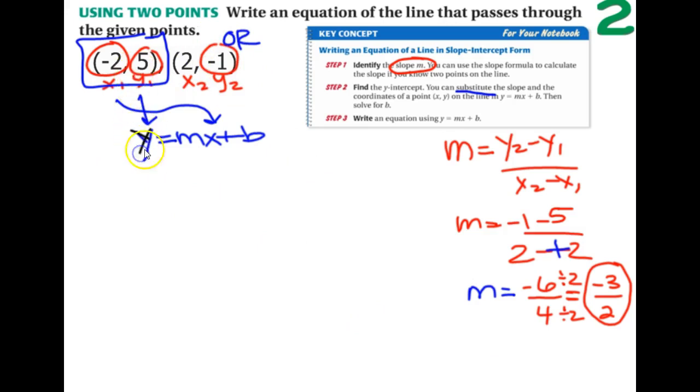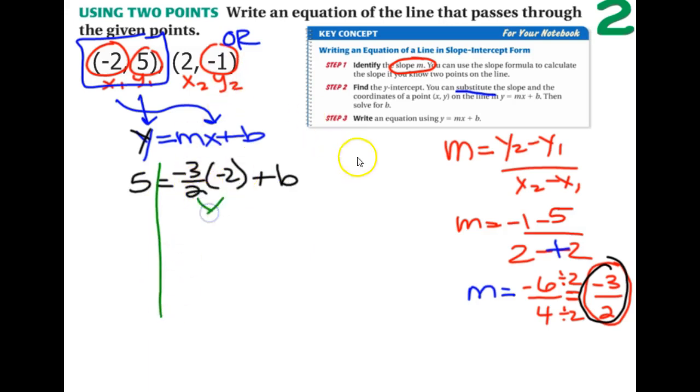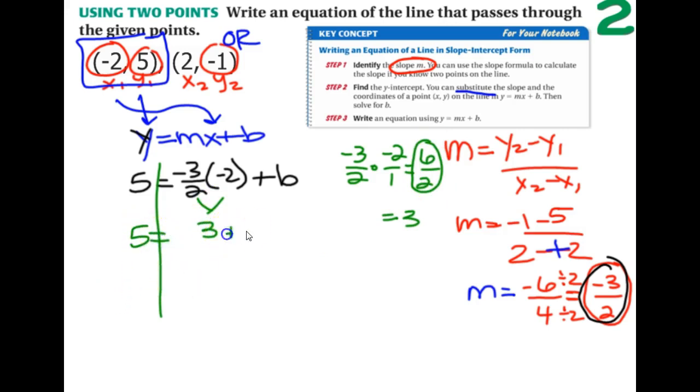So first, y is 5. Our slope right here is negative 3 over 2 times x, which is negative 2, and then plus b. That's what we're trying to figure out. So let's solve this. Multiply negative 3 over 2 times negative 2. Well, that's really negative 2 over 1. A negative times a negative makes a positive. 3 times 2 is 6. 2 times 1 is 2, but we can simplify that. 6 divided by 2 is really just 3. So we have 5 equals 3 plus b.